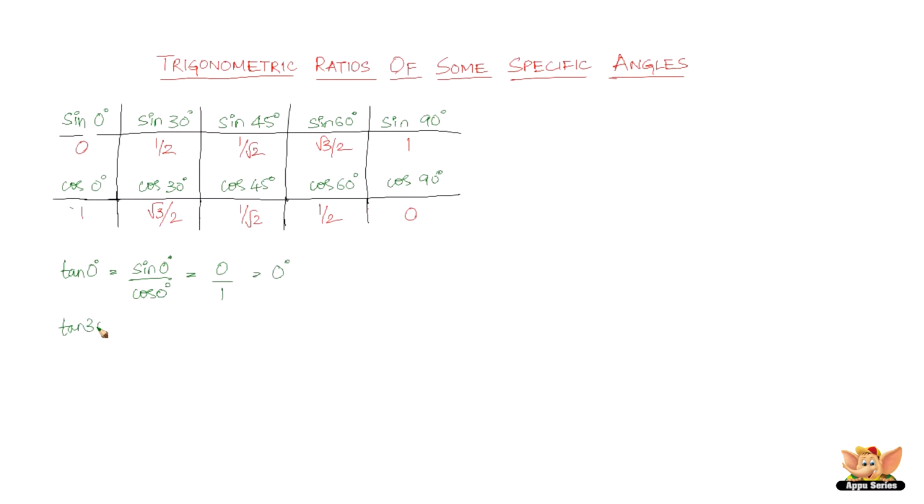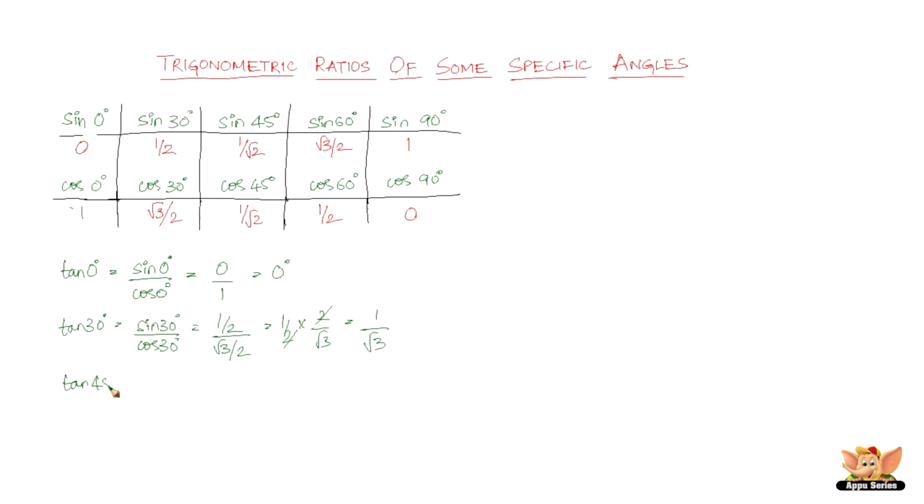Tan of 30 degrees is again sine of 30 divided by cos of 30, which is nothing but 1 by 2 divided by root 3 by 2, which is 1 by 2 into 2 by root 3, or 1 by 2 into the reciprocal of the fraction. 2 and 2 get cancelled. So we've got tan 30 as 1 by root 3.